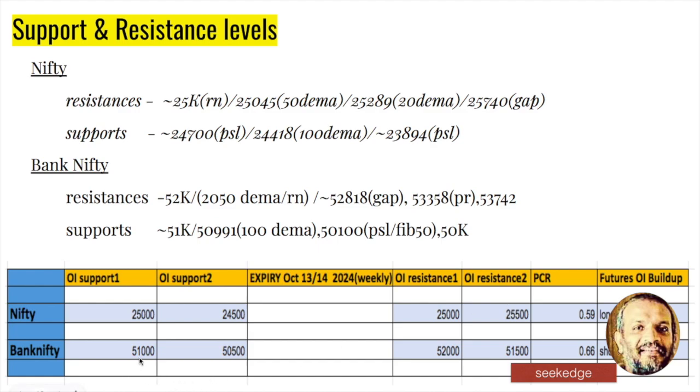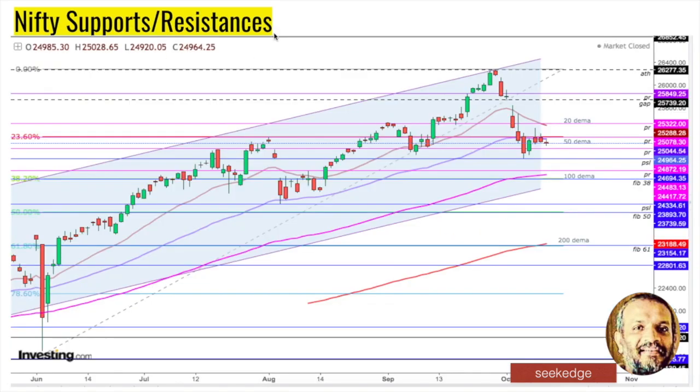Similarly, Bank Nifty has a slightly wider range compared to the Nifty. 51,000 is where the highest put writing is there. 52,000 is where the highest call writing is there. Second highest put and call writing is at 50,000 and 51,500. Right? PCR is bearish, futures is bearish. We already saw that.